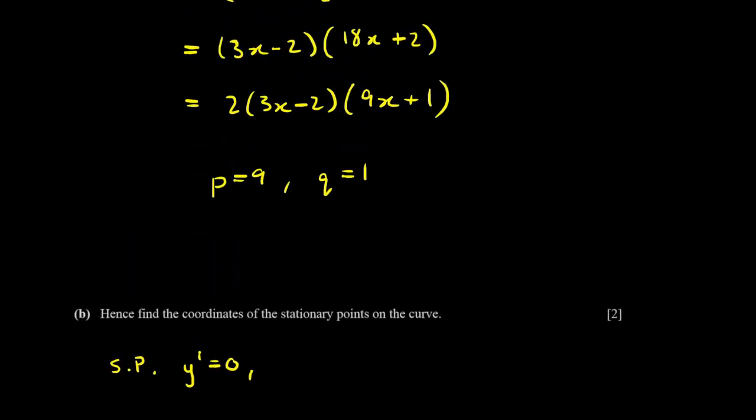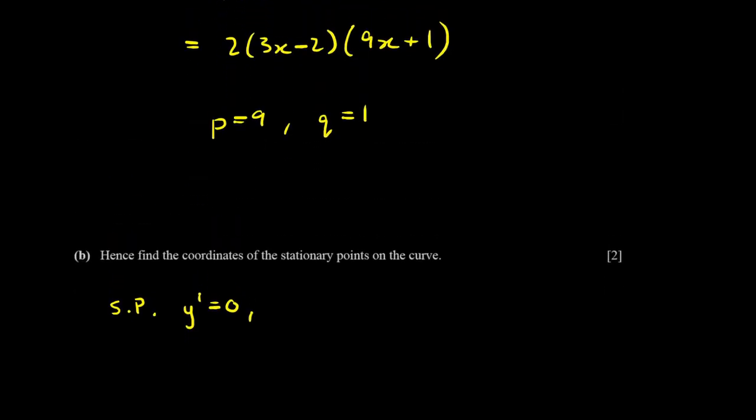All right, then part B of this question, we want to find the coordinates of the stationary points on the curve. Well, what's the definition of a stationary point? A stationary point is a place where dy/dx is equal to 0. So what we're going to do is take our equation for dy/dx, which we found earlier, which is 2 bracket 3x minus 2 times 9x plus 1, and we're going to set that equal to 0.